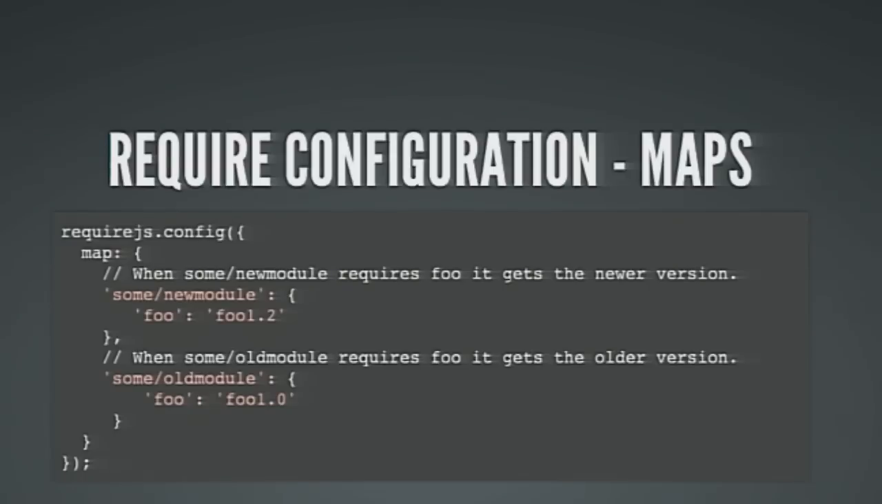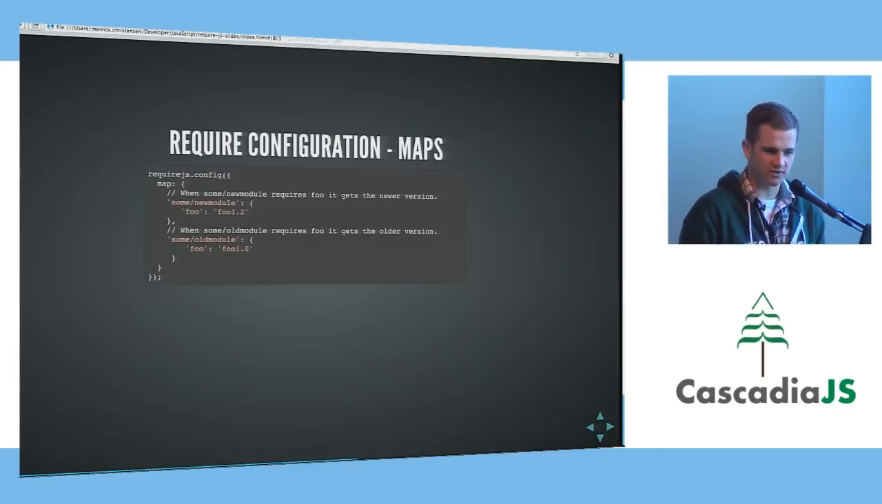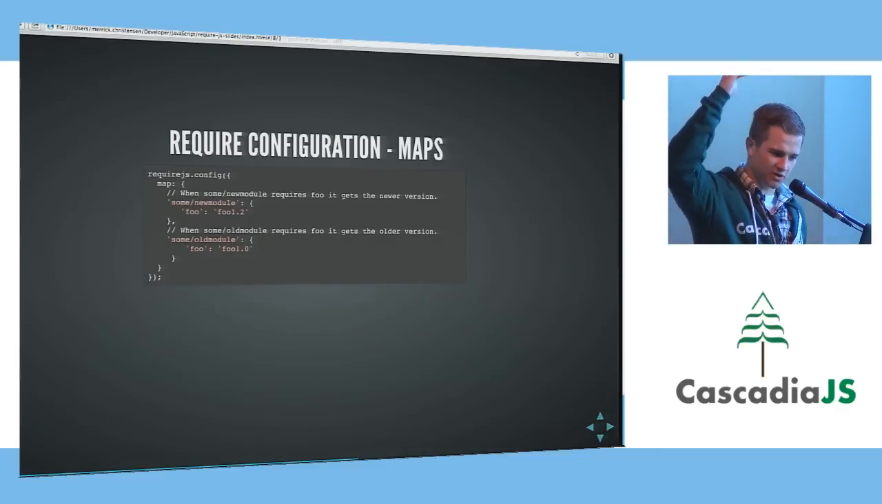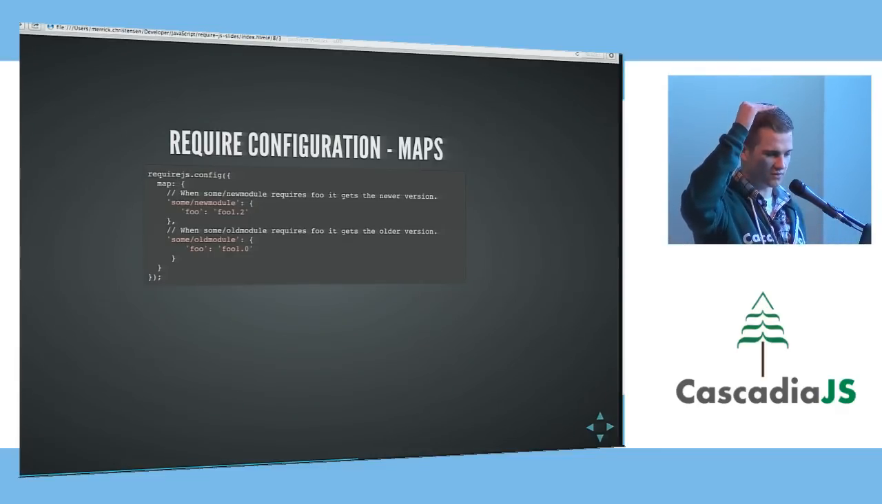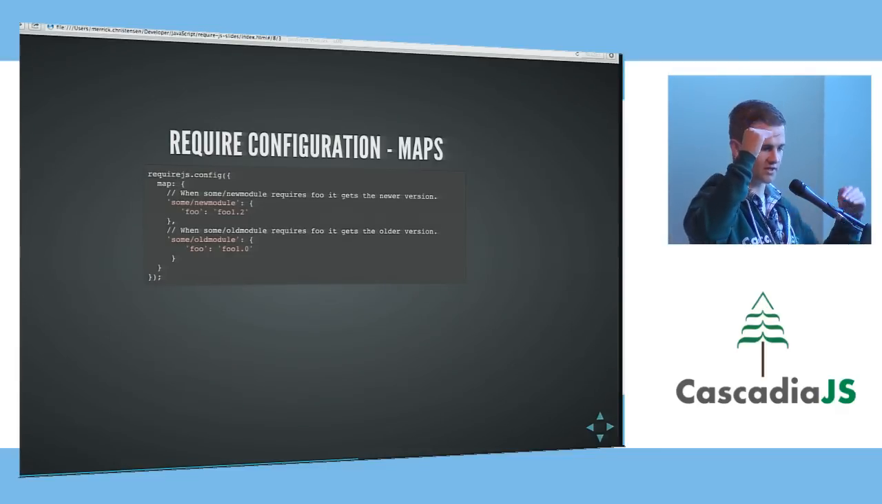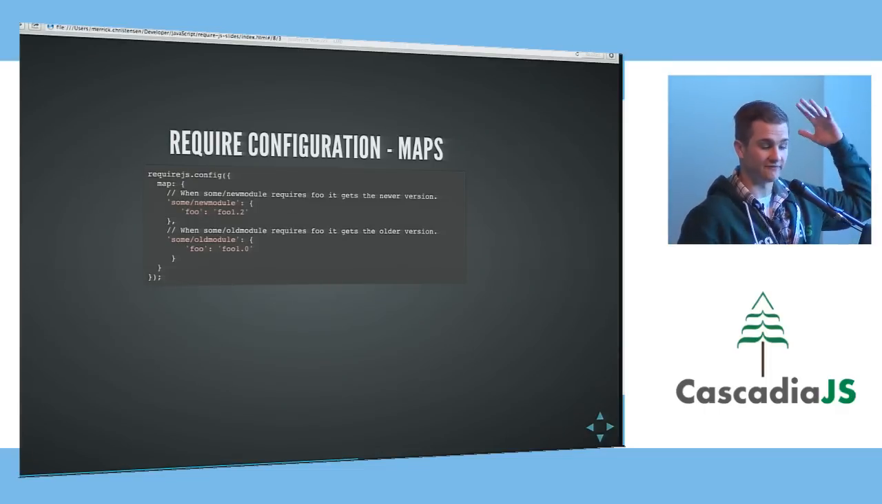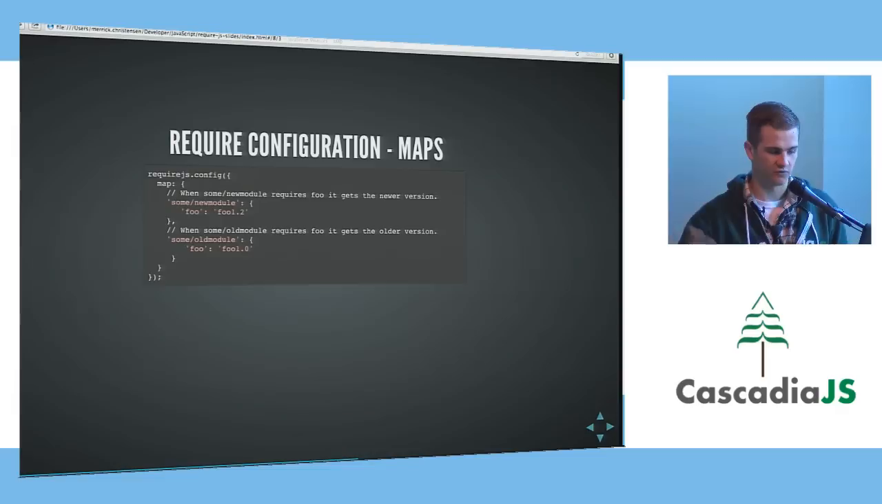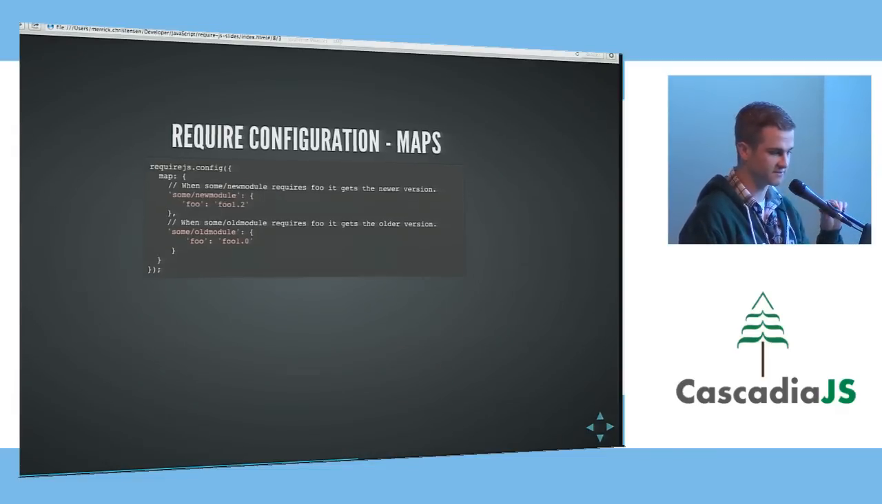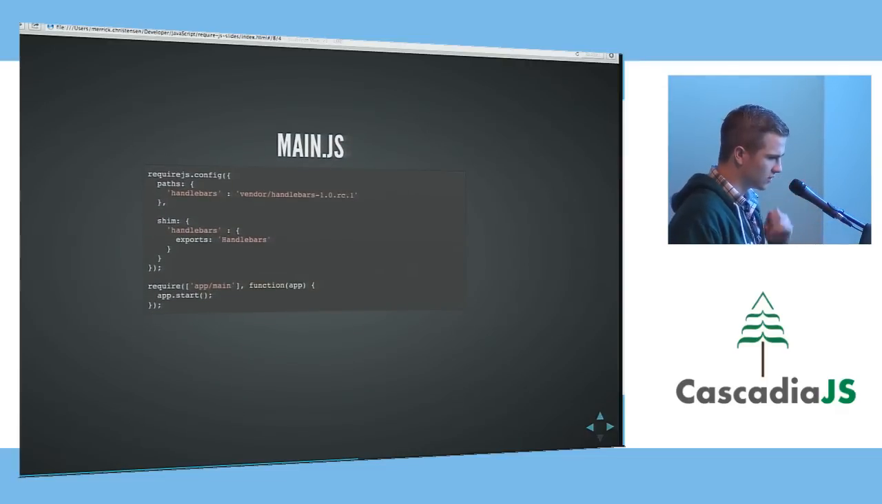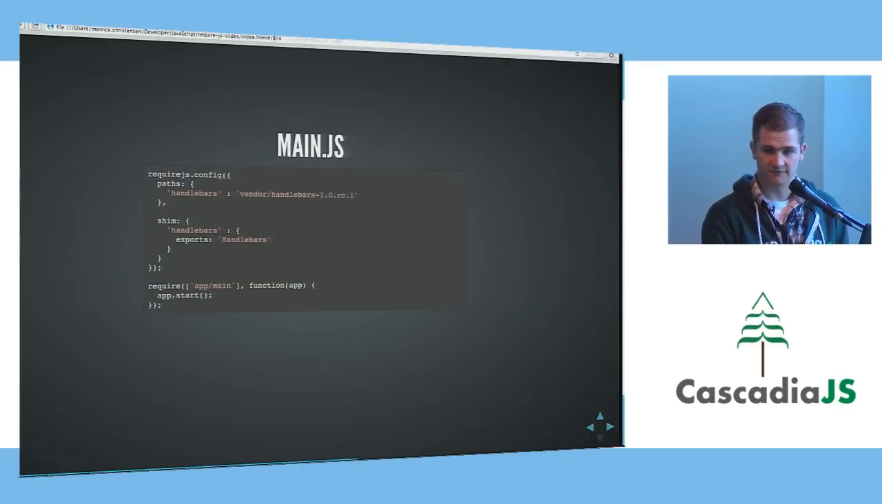So in this case, when some module requires foo, it'll get foo 1.2. However, when some old module requires foo, it'll get foo 1.0. So you can slowly refactor your app, and all the dependencies from this older version of foo 1.0 are slowly going to start getting foo 1.2, and then eventually you can take out foo 1.0 and have a slow refactoring path and not go silent for months or however long it would take you to replace certain dependencies. So what would our main.js look like with this configuration?